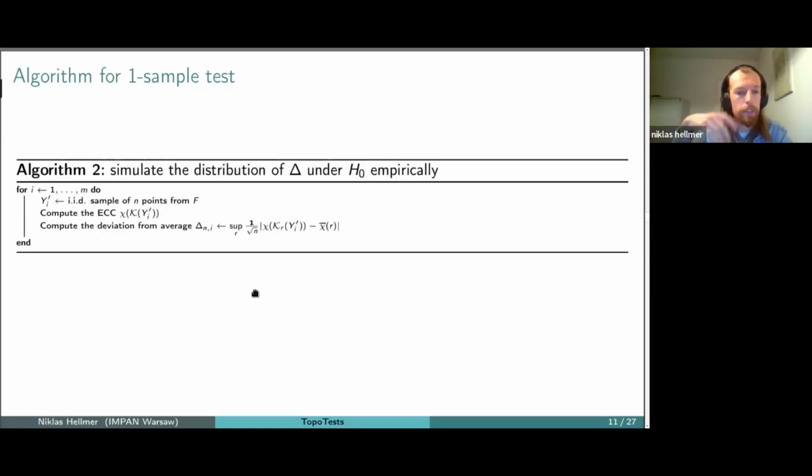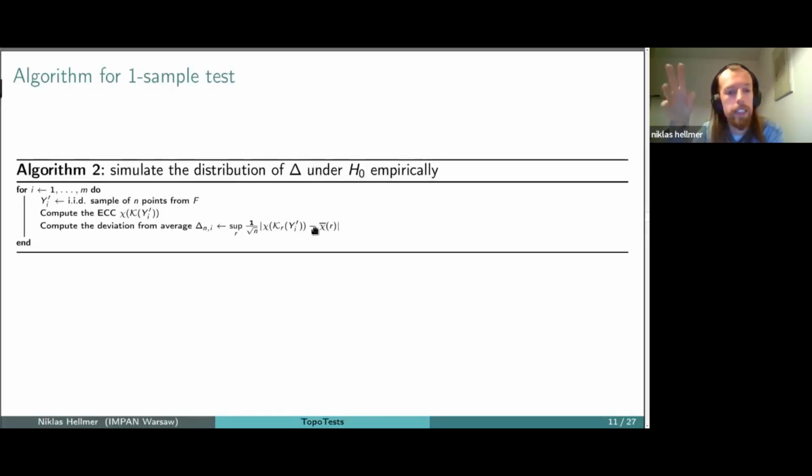And we do even more. We simulate the distribution of the test statistic under the null hypothesis empirically. So what that means is we again take samples from the null distribution and we compute this test statistic, the supremum distance, using our new samples here. And we use the average ECC we computed in the previous step as an estimator for the expected ECC.